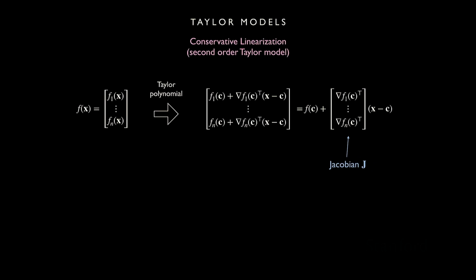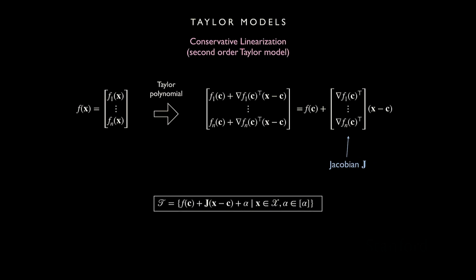And so basically what we get here is this really nice formula, which is just a first order linearization of our function. So we start with evaluating the center plus the Jacobian times x minus c. And then for the Taylor model, we have our interval remainder that would go with it.